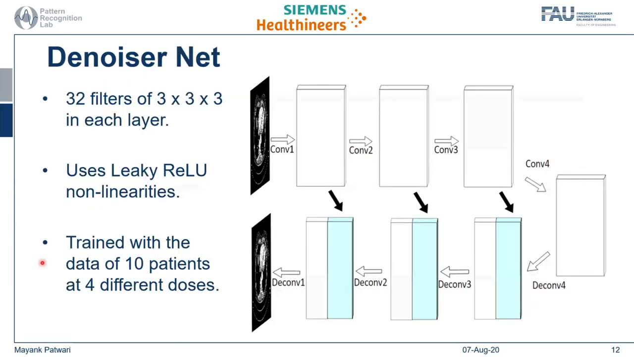How do each of these components work? Let's talk first about our denoiser network. Our denoiser network is a residual CNN which has 32 filters in each layer of 3 by 3 by 3, and it uses a leaky ReLU nonlinearity. We train this separately with the data of 10 patients at 4 different doses, at 5%, 10%, 25%, and 50% of the standard dose.